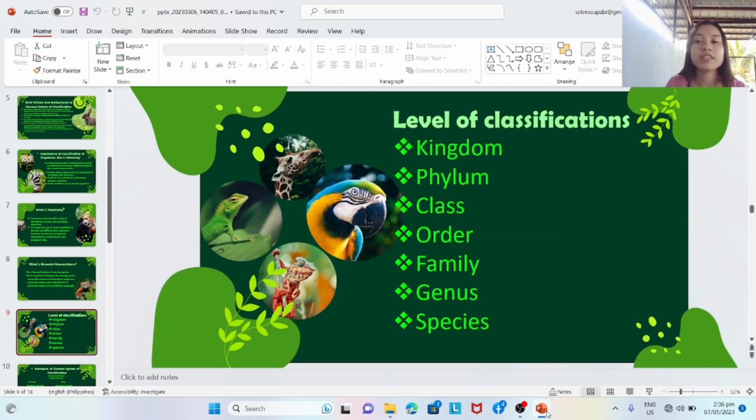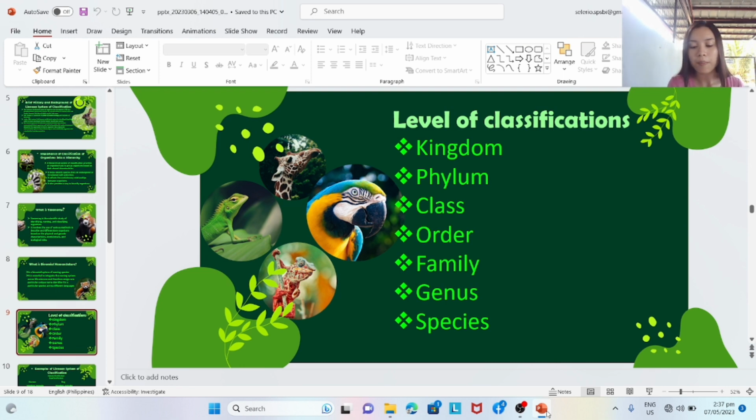So, the levels of classification. There are 8 levels of classification: the domain, kingdom, phylum, class, order, family, genus, and species. Levels of classification, also known as taxonomic ranks or categories, are a hierarchical division used in the classification of organisms, and these ranks represent increasingly specific groups of organisms. The main levels of classification from most general to most specific are as follows.